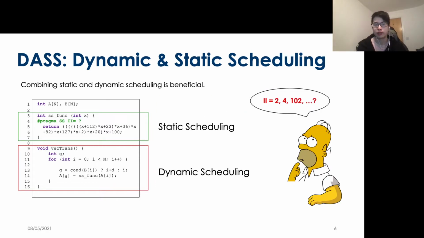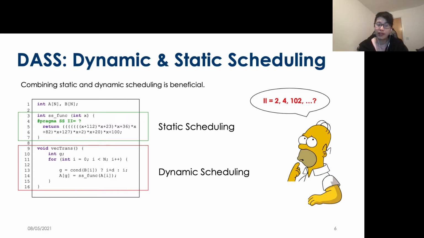In static scheduling, it is common to pipeline the hardware for improving the throughput. In this example, Homer also wants to pipeline the function ssfunc, but it is difficult to choose a proper II for this function. Of course, we could pipeline it with an II of 1, but it would be a waste of resources if the external circuits cannot feed the input that fast. Choosing a larger II will stall the pipeline and make the performance worse. We know Homer, he surely doesn't want to do that by himself.